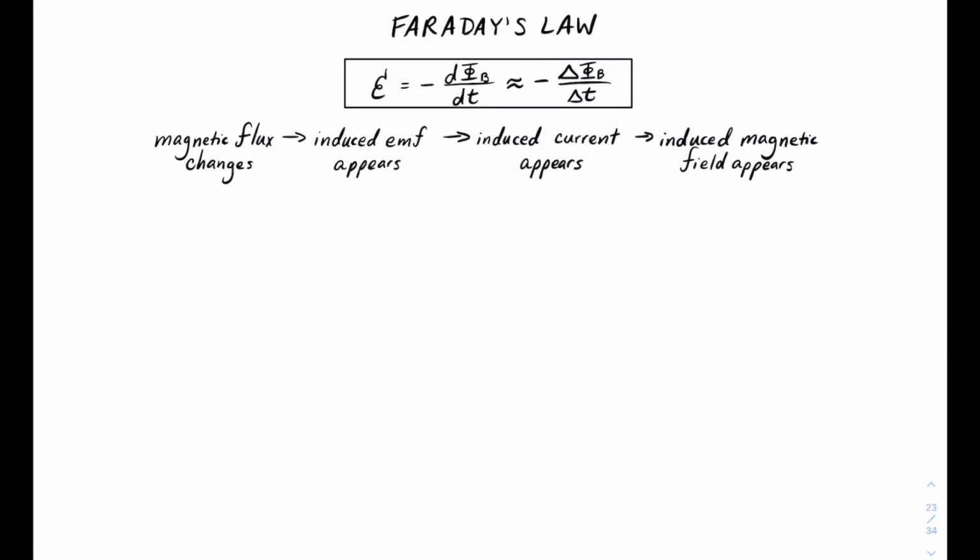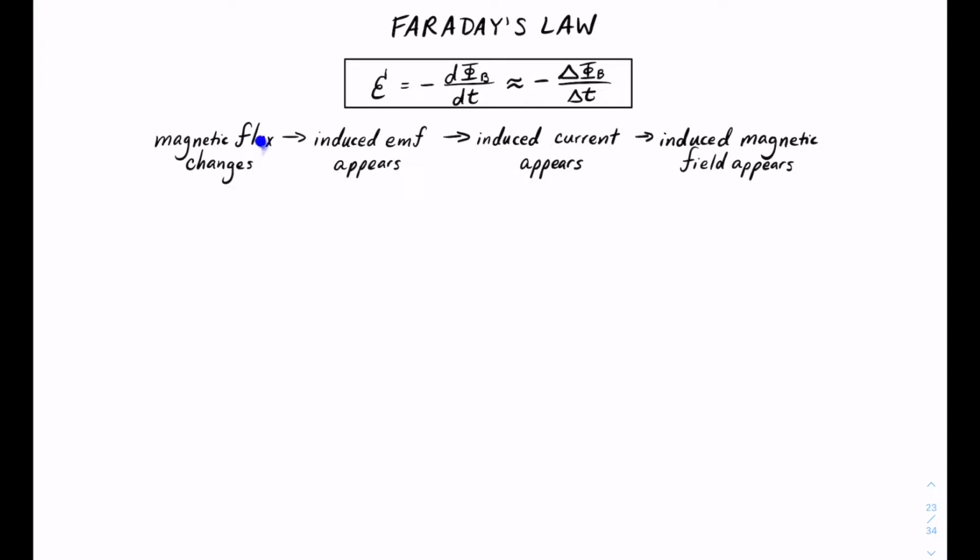Faraday's law, shown here in this boxed equation, says that if the magnetic flux through a loop changes, then an induced EMF appears that opposes this change in flux. We can also approximate this induced EMF as its change in flux per change in time. Let's look more carefully at the sequence of events.